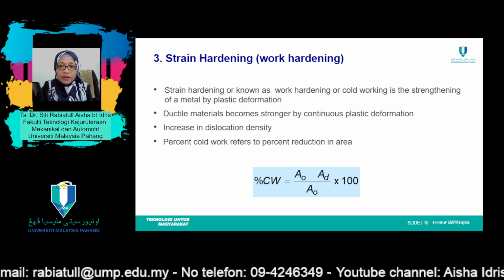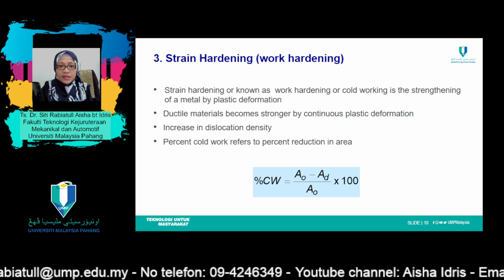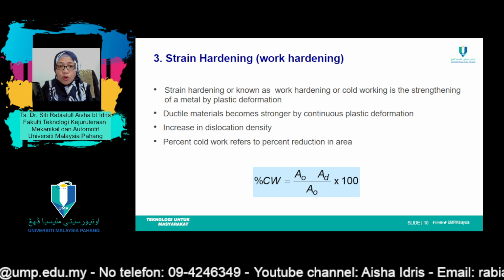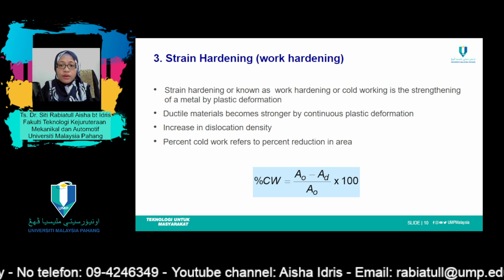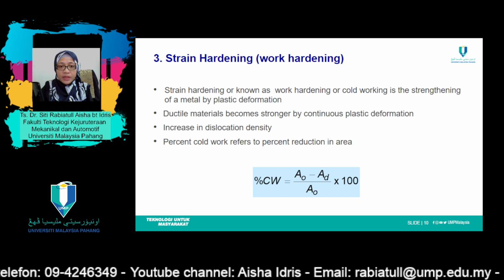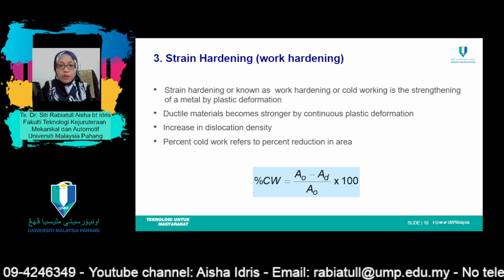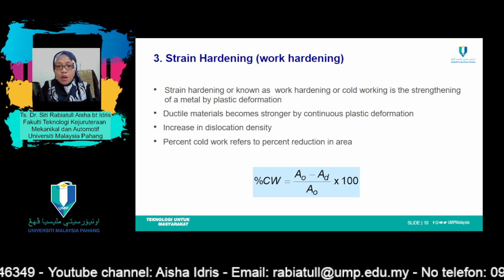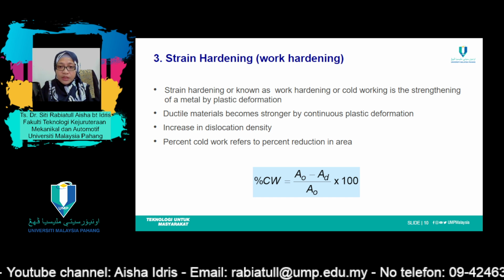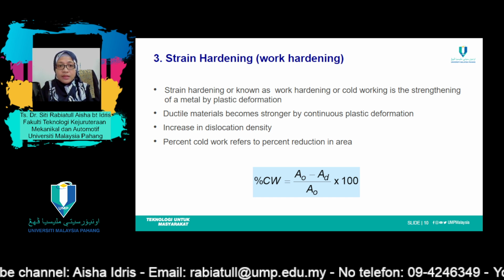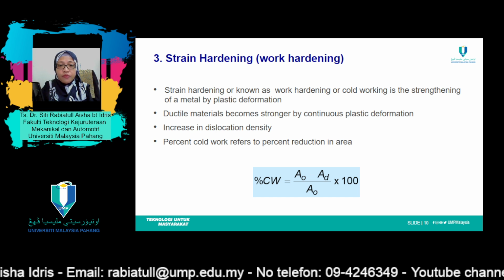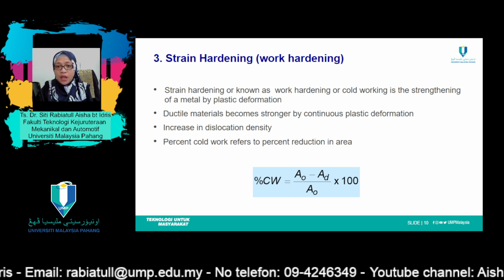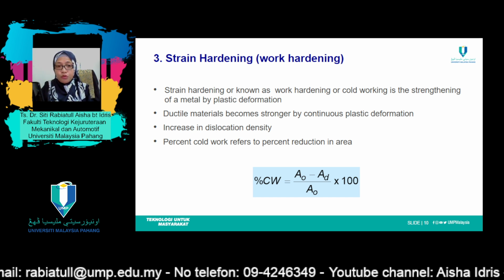Next is strain hardening. Strain hardening is the phenomenon whereby a ductile metal becomes harder and stronger as it is plastically deformed. Sometimes it is also called work hardening, or, because the temperature at which deformation takes place is cold relative to the absolute melting temperature of the metal, cold working. Most metals strain harden at room temperature.